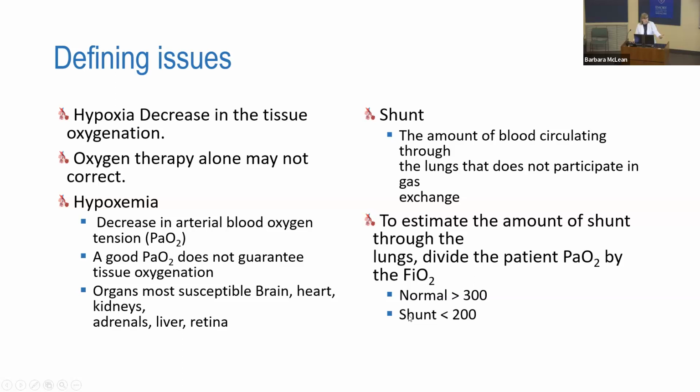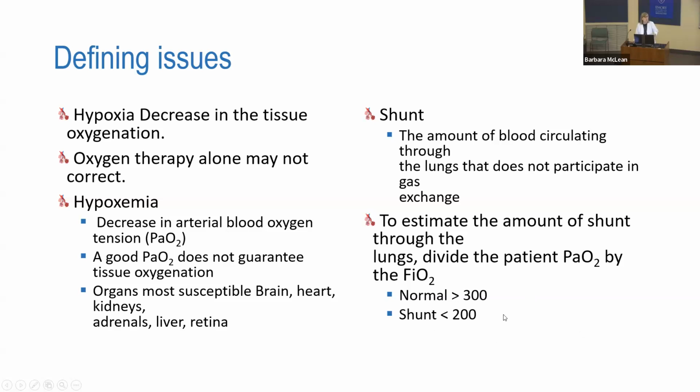100 PO2, 0.21, has to be in the decimal. So my P to F ratio is close to 500. In our critical patients, what we're striving for is a P to F ratio of greater than 300. And we should never be accepting a P to F less than 150 to 200.